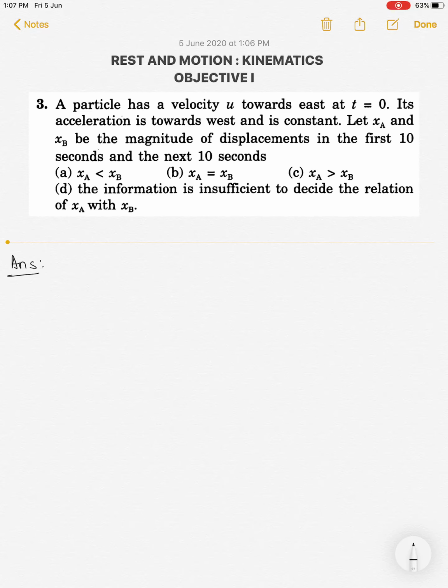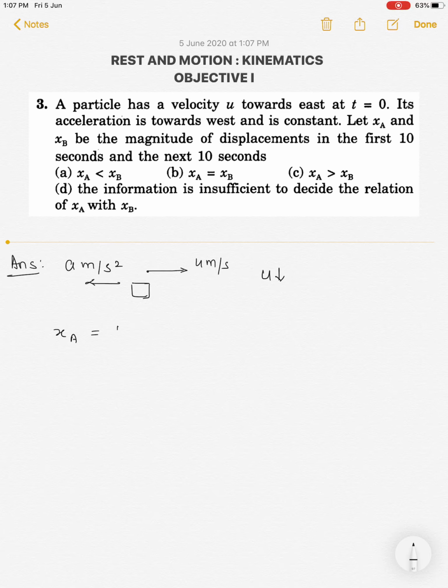So in this question, it is said that a particle is having a velocity of u meter per second in this direction. Say this is the particle, and it is having an acceleration in the opposite direction. It means that the speed is decreasing. So what is the displacement in the first 10 seconds?